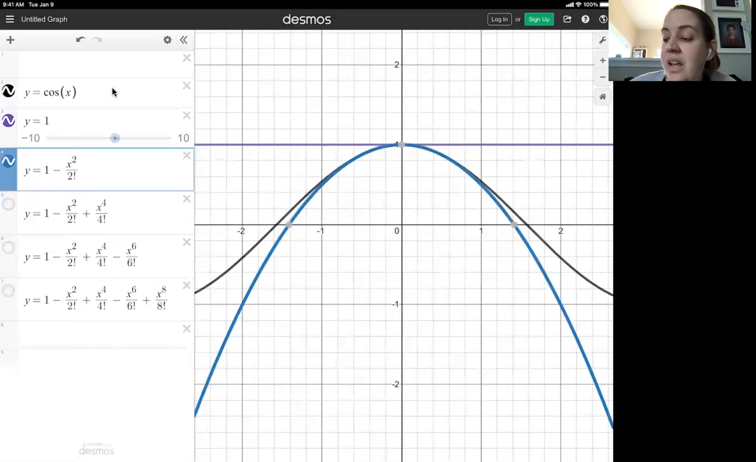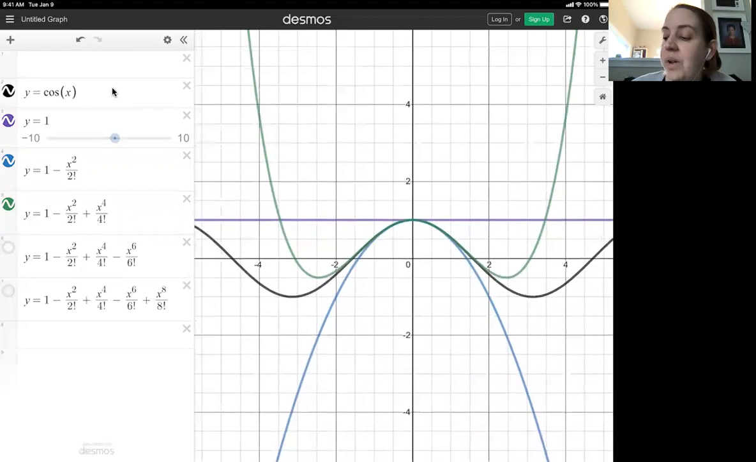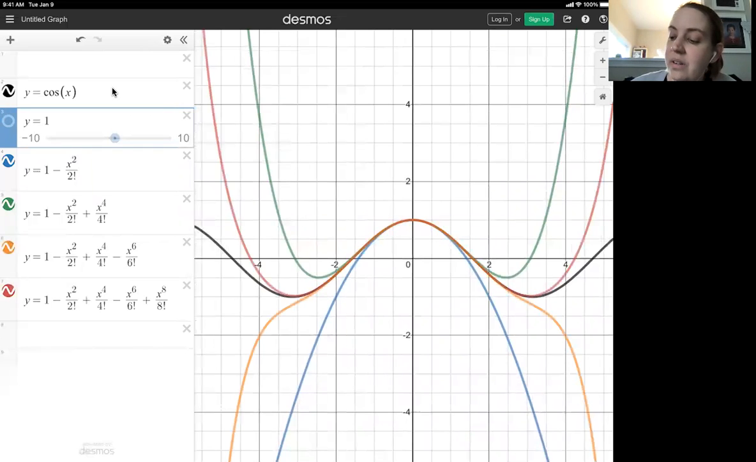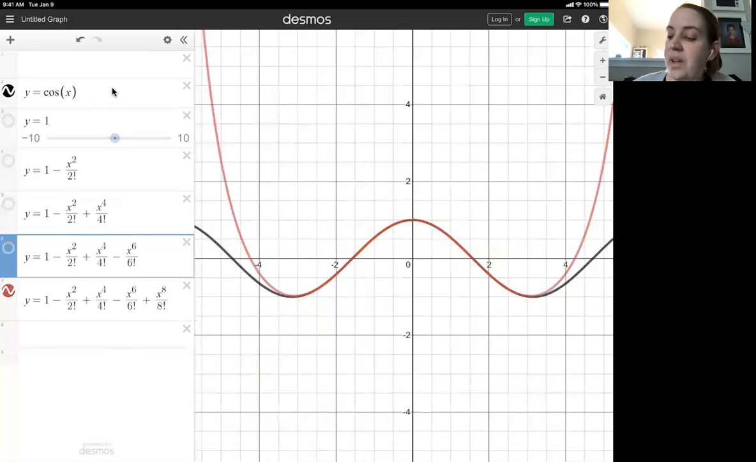Not too bad. If I add another term, there's 3 terms, 4th degree. So that green curve has even more. And if I zoom out, you'll be able to see. And here we go. Here's 4 terms, and here's 5 terms. So they're kind of crazy. If I turn all these other ones off, that 8th degree, but 5 terms Taylor polynomial, that red one really does start to match cosine.